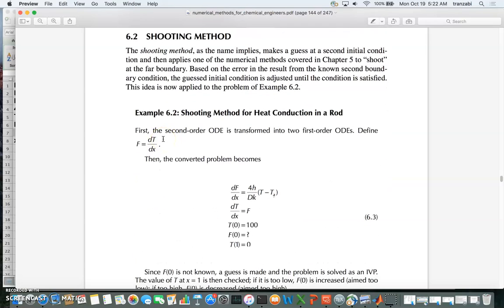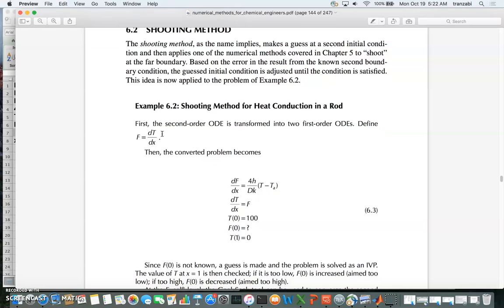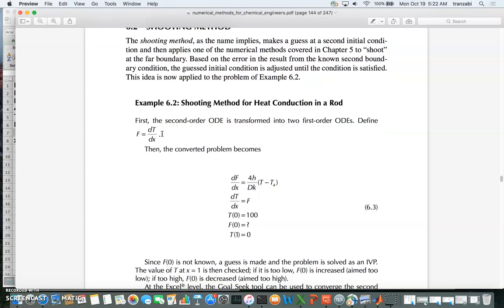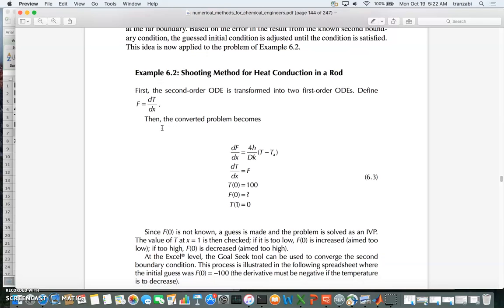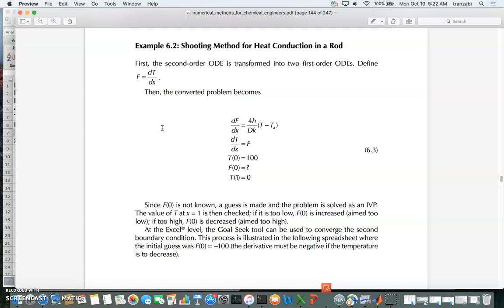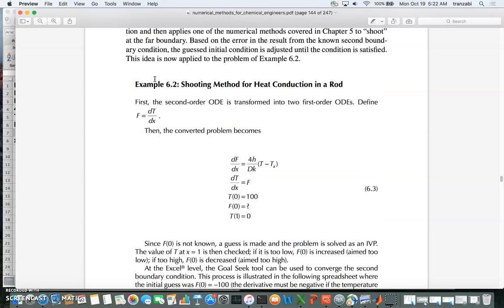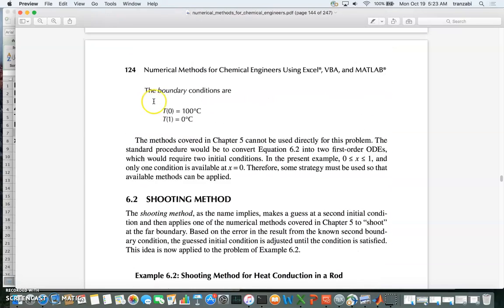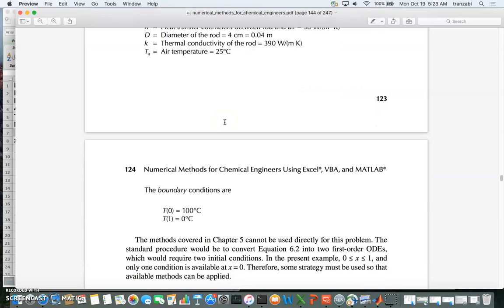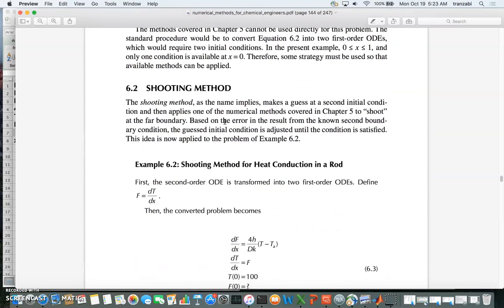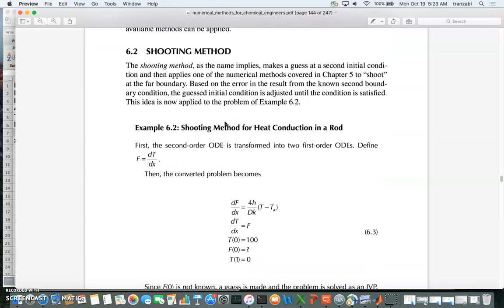All right, so let's look at the shooting method. So what do we do in the shooting method? Well, the initial part of the approach is pretty much like in chapter 4. We have to convert the second order differential equation to a system. To do that, we're going to assign a new variable called f. Let's call f the derivative of t with respect to x. I'm going to convert the second order differential equation into equations of t and f, right?